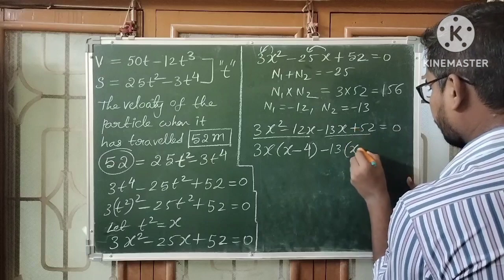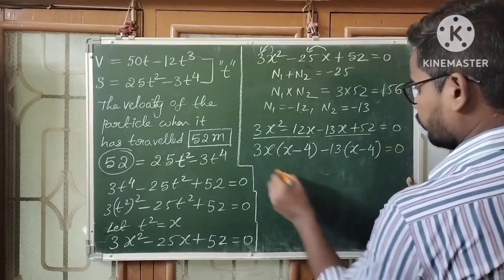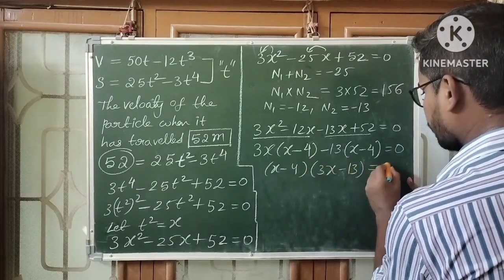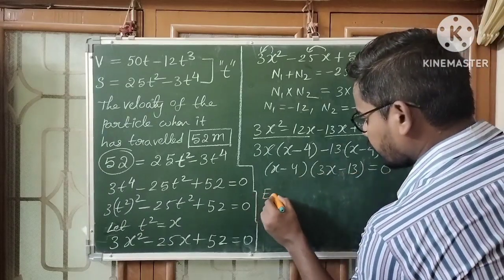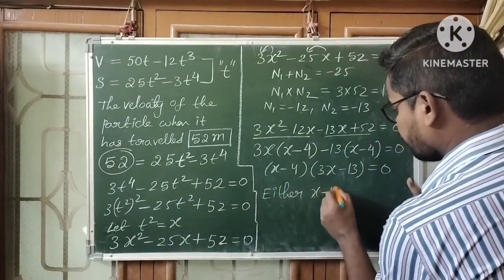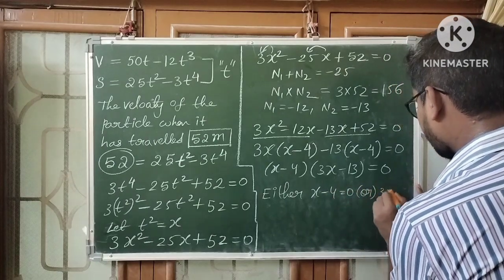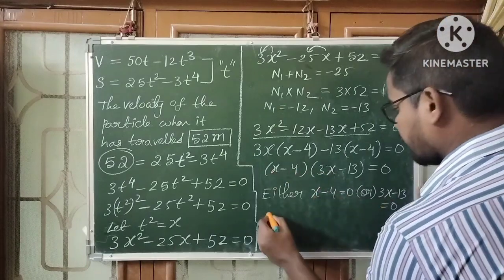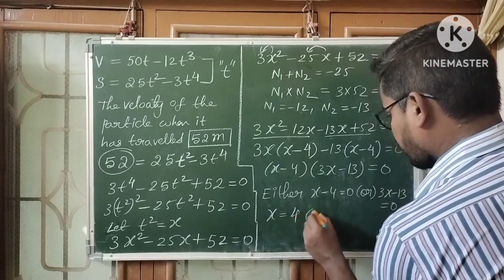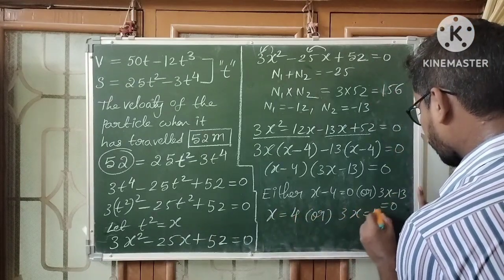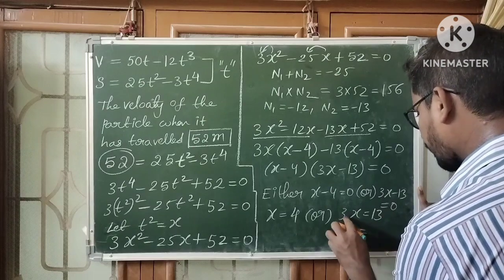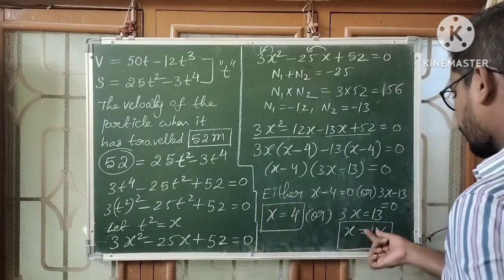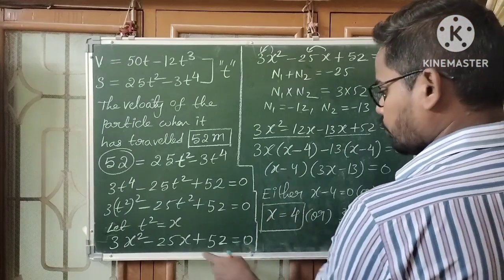So here x and here minus 4 is equal to 0. Again x minus 4 is common, and here 3x and here minus 13 is equal to 0. This product is equal to 0 either when x minus 4 is equal to 0 or 3x minus 13 is equal to 0. From this equation x is equal to 4, or from this equation 3x is equal to, transposing minus 13, plus 13, x is equal to, multiplication becomes division, 13 by 3. So we have got two solutions, x is equal to 4 and x is equal to 13 by 3. These two are solutions of this quadratic equation.